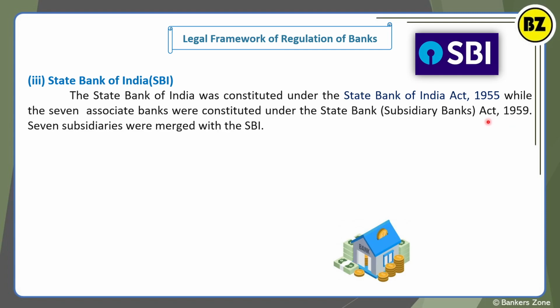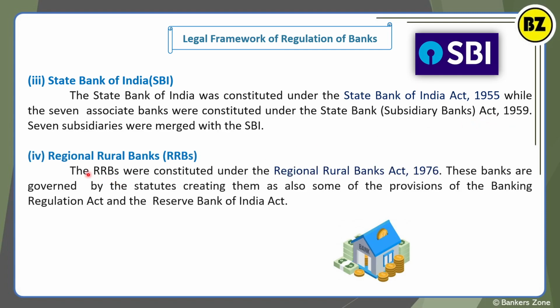Now see, what about the RRB? RRB means Regional Rural Banks. RRBs were constituted under the Regional Rural Banks Act 1976. These banks are governed by the statutes creating them, as also some of the provisions of the Banking Regulation Act as well as the RBI Act. So you remember, the RRBs were established in 1975 and by way of the RRB Act 1976.